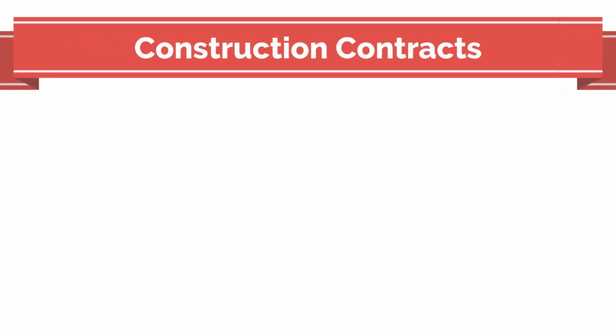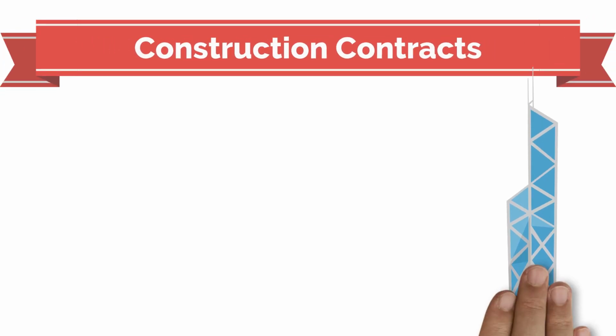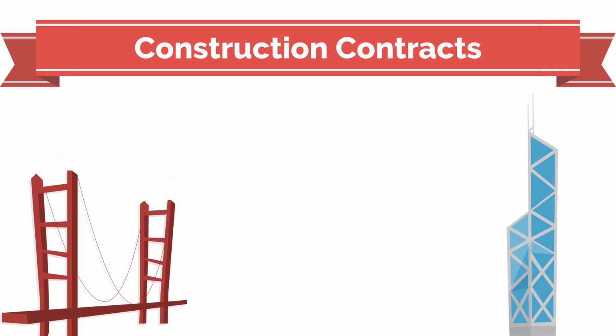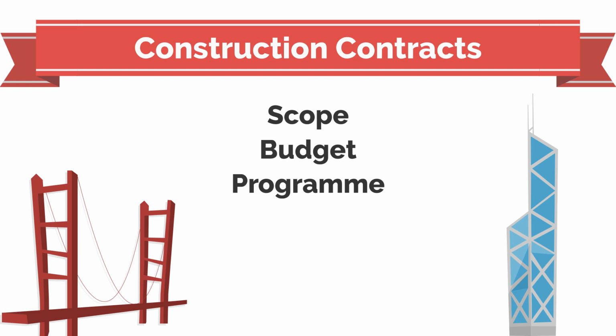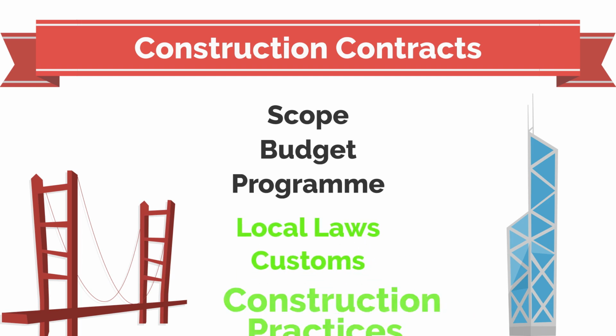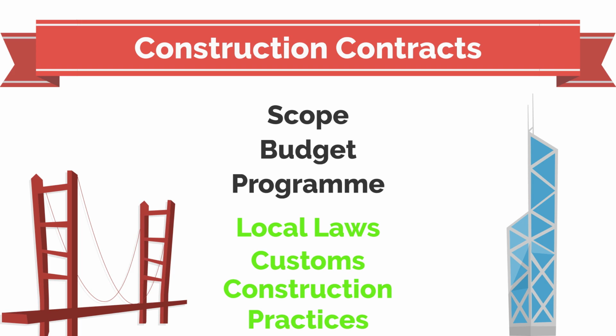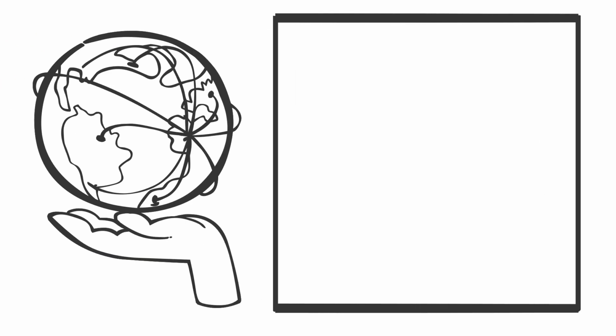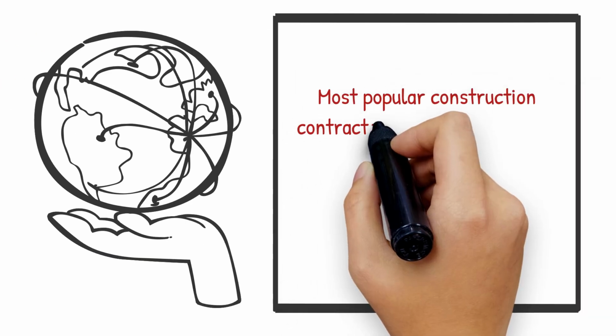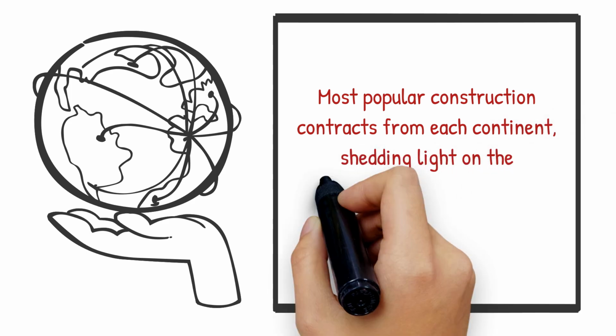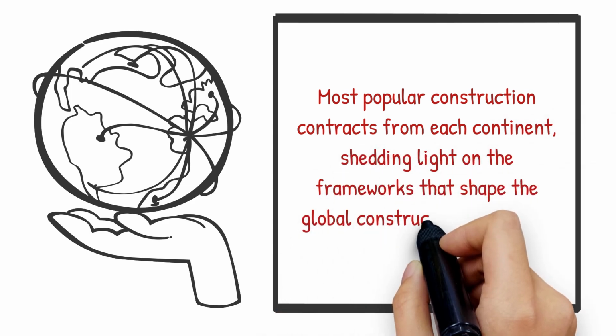The construction industry, with its vast array of projects from skyscrapers to bridges, operates on a foundation of complex contracts. These contracts not only outline the scope, budget, and timeline of the projects, but also incorporate local laws, customs, and construction practices. Given the diversity of legal systems and market preferences across the globe, construction contracts can vary significantly from one region to another. Here's a concise guide to some of the most popular construction contracts from each continent, shedding light on the frameworks that shape the global construction landscape.